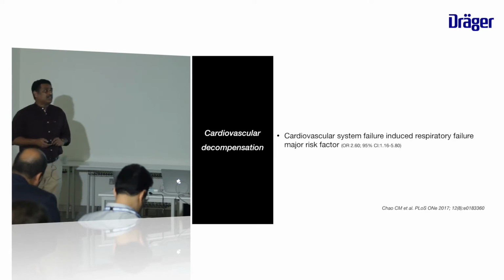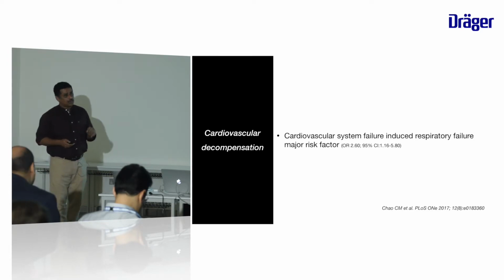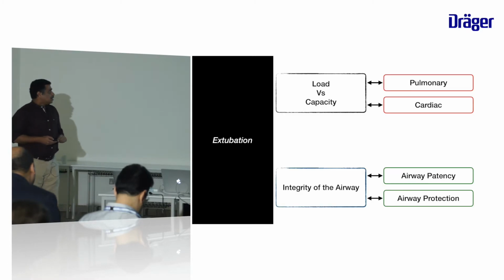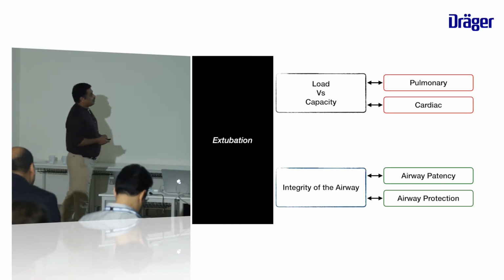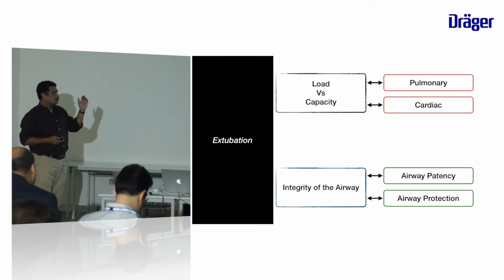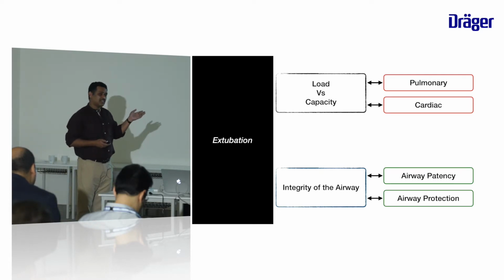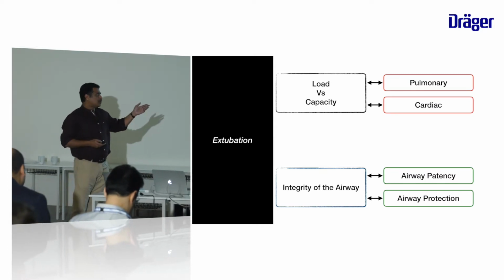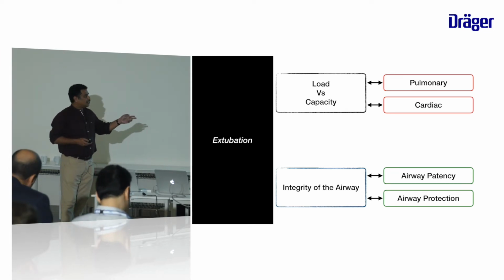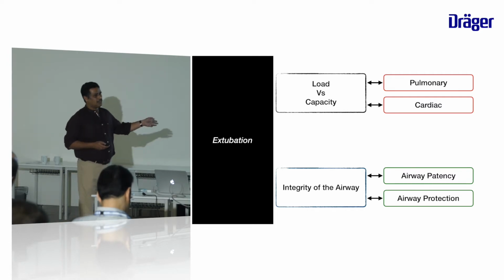And cardiovascular failure also leads to respiratory failure, or cardiovascular failure itself is another cause for extubation failure. Coming to the etiology, we can divide the etiological factors into two. One is load versus capacity, just like the demand supply ratio in cardiacs, and it can be due to pulmonary causes or cardiac causes. The second reason is the integrity of the airway. It can be secondary to lack of airway patency or lack of airway protection.